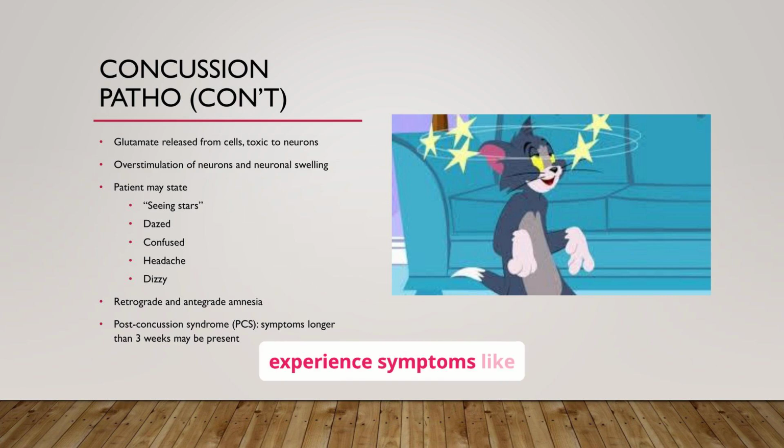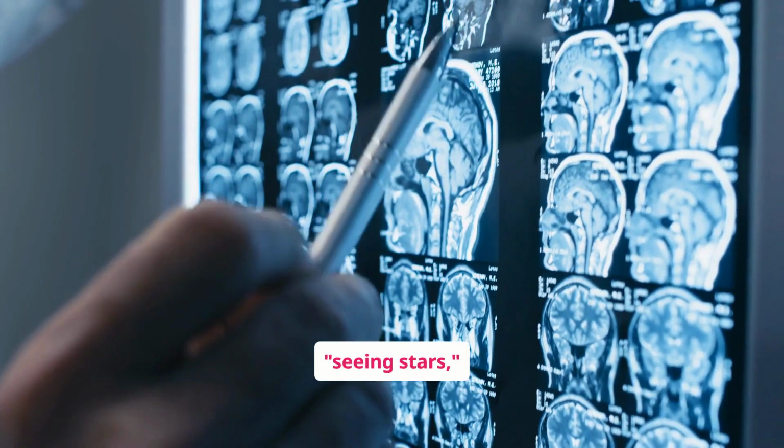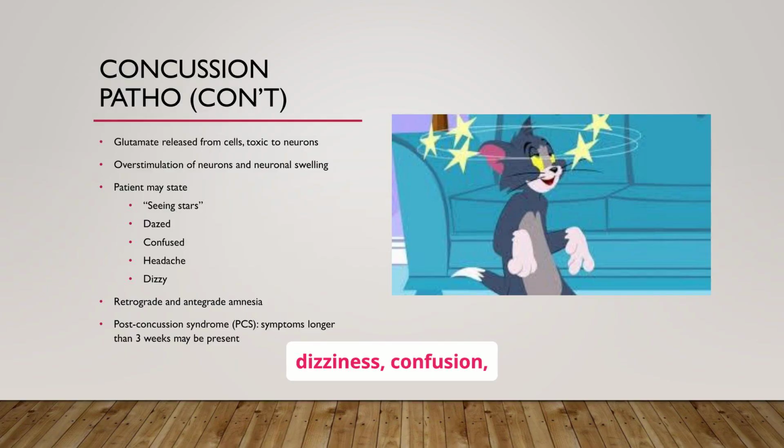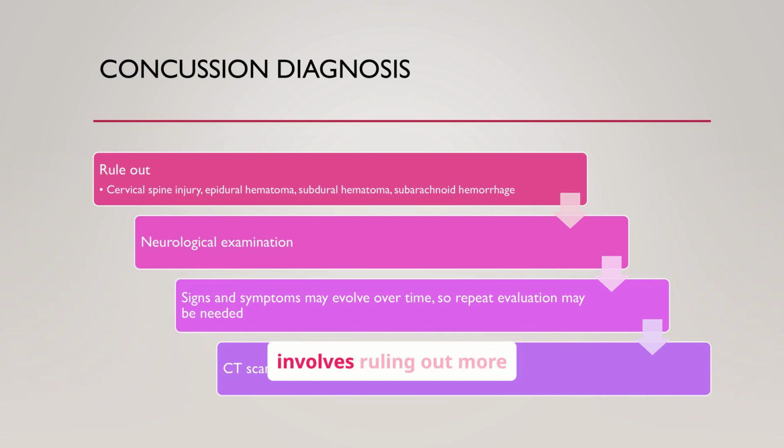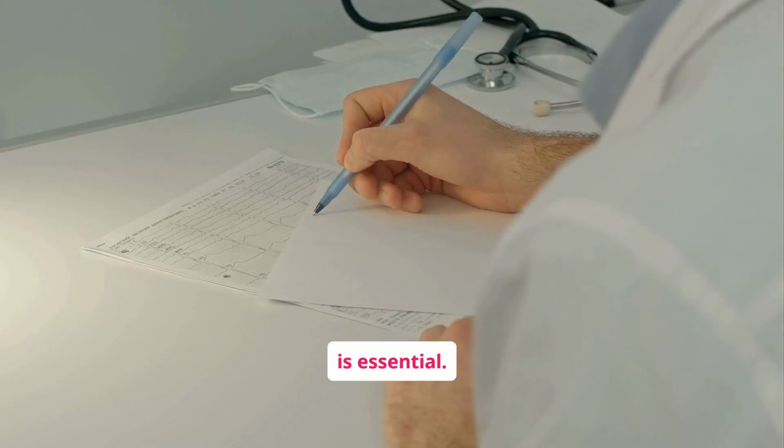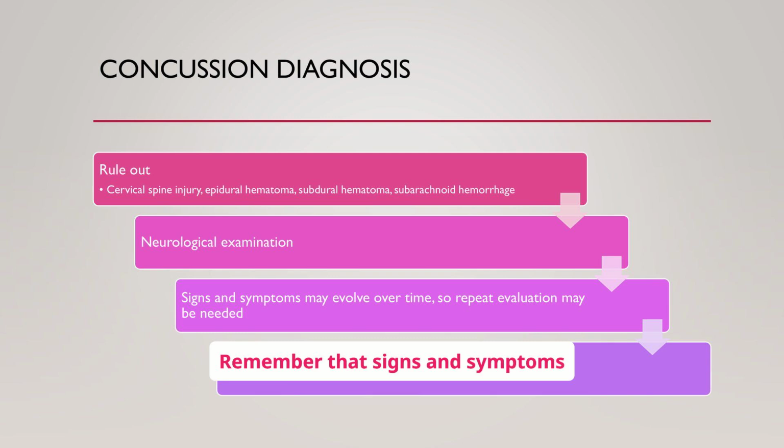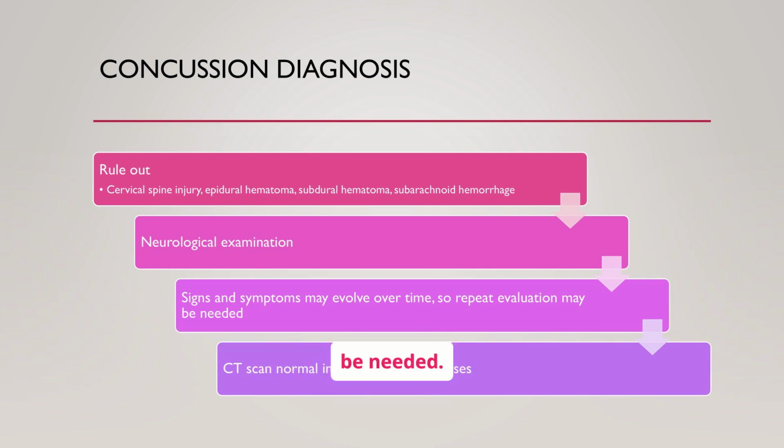Patients may experience symptoms like seeing stars, dizziness, confusion, headache, and amnesia. Post-concussion syndrome can develop if symptoms persist. Diagnosing a concussion involves ruling out more serious conditions like cervical spine injury or hematomas. A neurological examination is essential. Remember that signs and symptoms can evolve over time, so repeat evaluations may be needed.